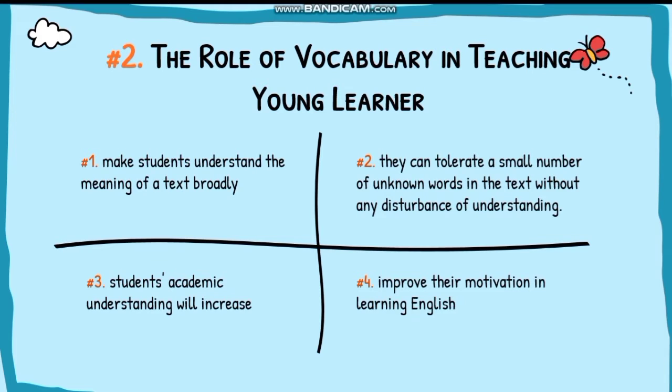And then the second discussion is about the role of vocabulary in teaching young learners. Number 1, make students understand the meaning of the text broadly. Number 2, they can tolerate a small number of unknown words in the text without any disturbance of understanding. Number 3, students' academic understanding will increase. Number 4, improve their motivation in learning English.